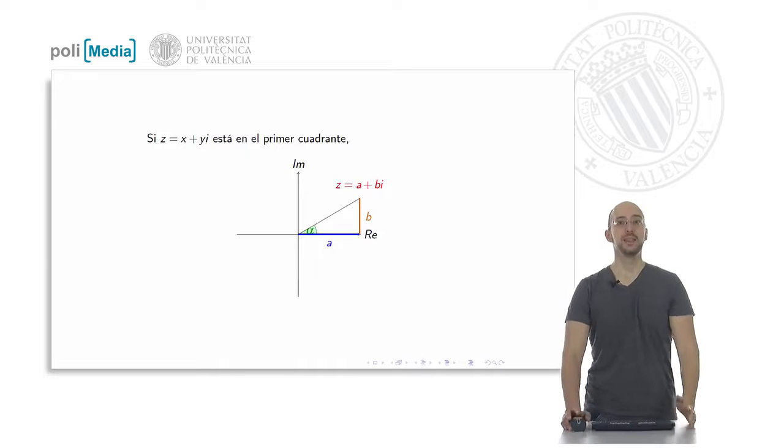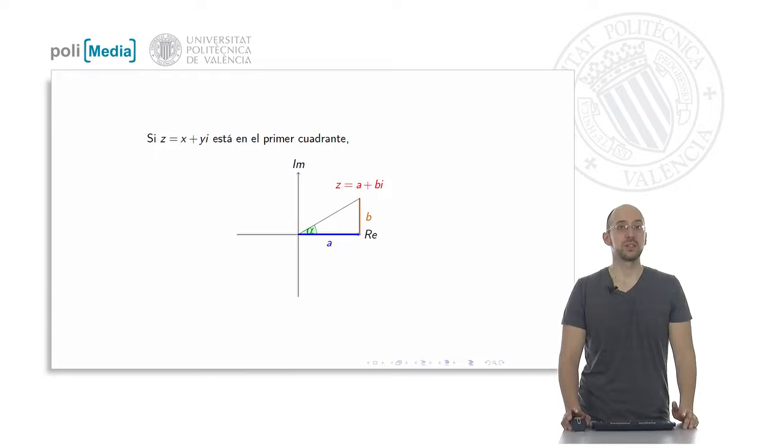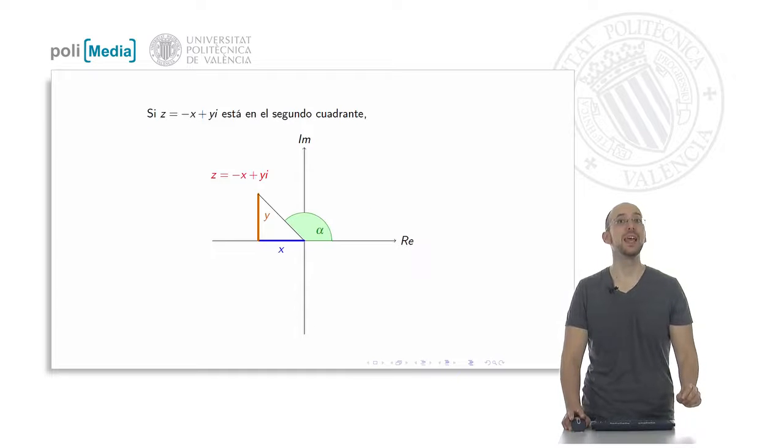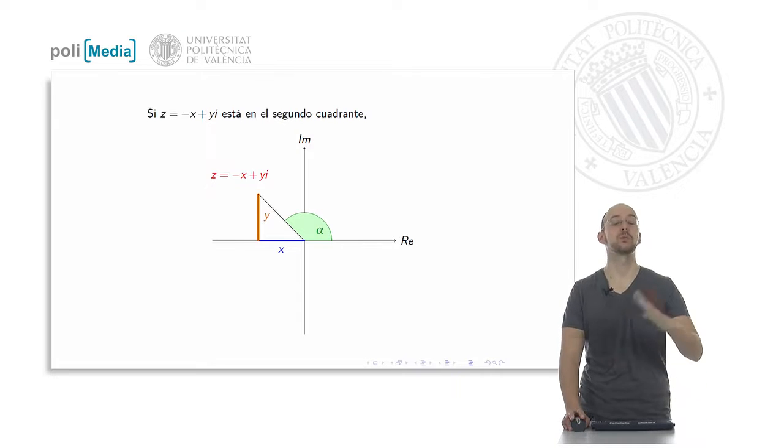If we have a complex number that is in the first quadrant, that is, the real part and the imaginary part are positive, its representation is like this. As you can see, the angle alpha is an acute angle and is in the first quadrant. If the complex number is in the second quadrant, that is, the real part is negative, what we get is a representation of this form. You see that the angle is obtuse and comes to meet the affix, which is in the second quadrant.